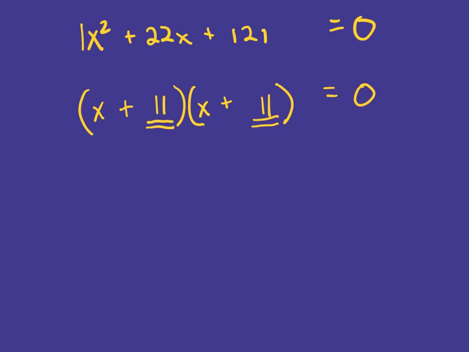Once you've done that, you've got your two parentheses equal to 0, so we will say x plus 11 equals 0. And then you could say or x plus 11 equals 0 again, but that's redundant. We don't need to say it twice. X plus 11 equals 0. And then we'll just work that out. So in this case, we'll just end up with one answer. Subtract 11.